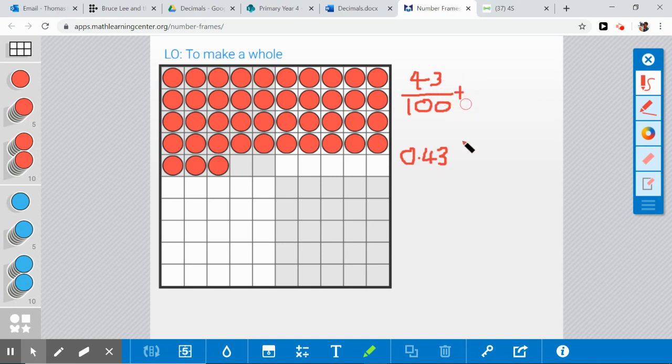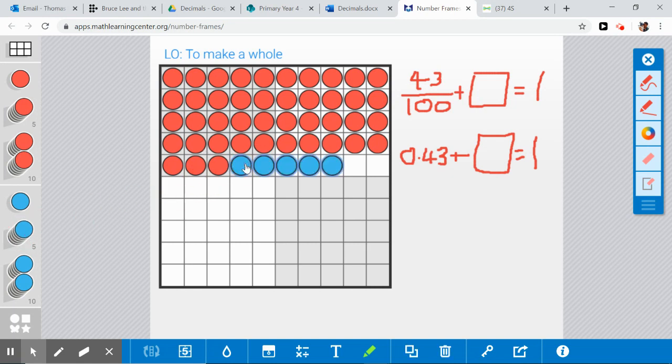Now, what I want to know is what we need to add to make one whole. Now, if you know your number bonds to 100, you might be able to do this really, really quickly. Let's see. We've got 43 covered altogether. Let's cover the rest of this.